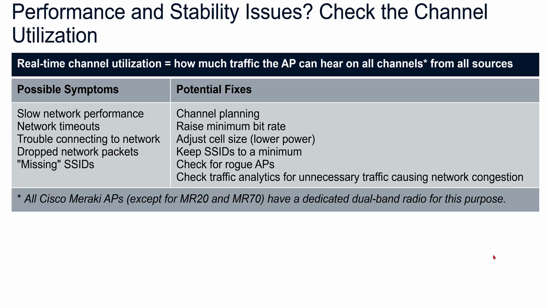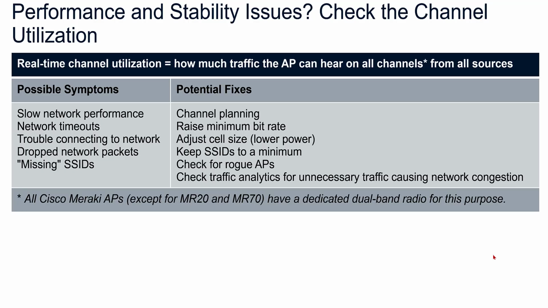We can also adjust the cell size. A lot of people look at this and go, lower the power? Why would I lower the power? That's going to decrease my coverage area. Absolutely. We're trying to shrink the coverage cells so we don't have as much density, and maybe we don't have as much overlap. So we're going to get less co-channel interference.